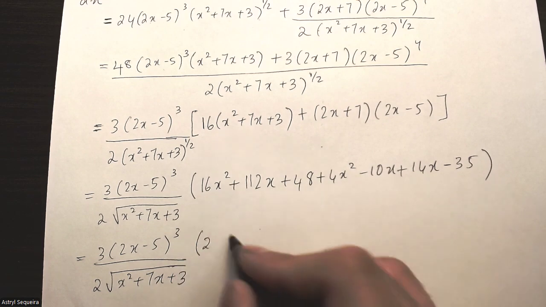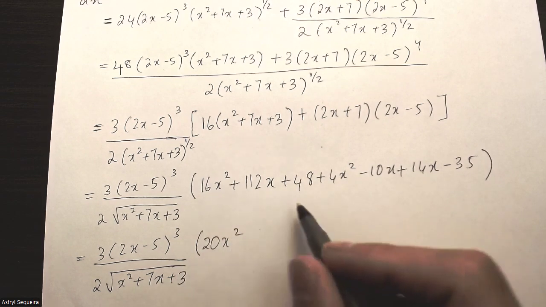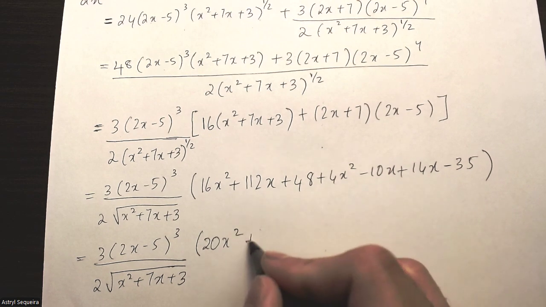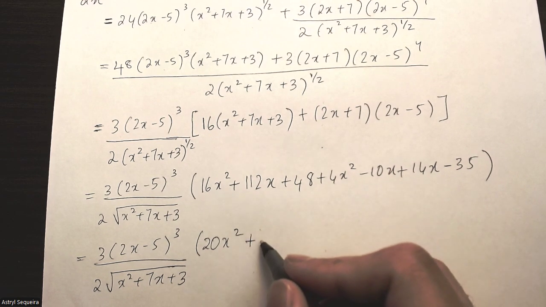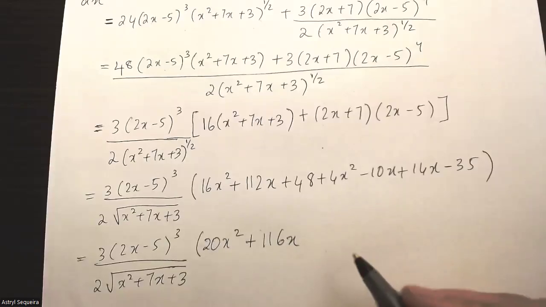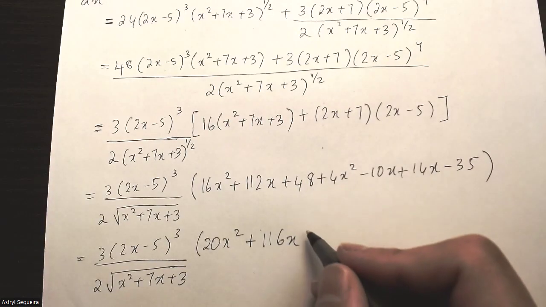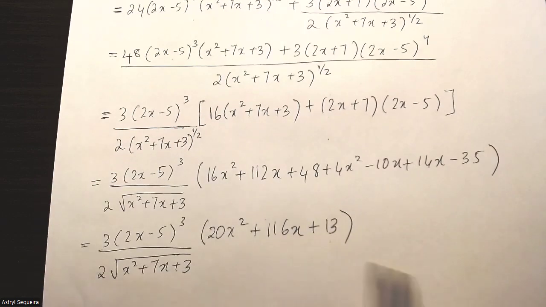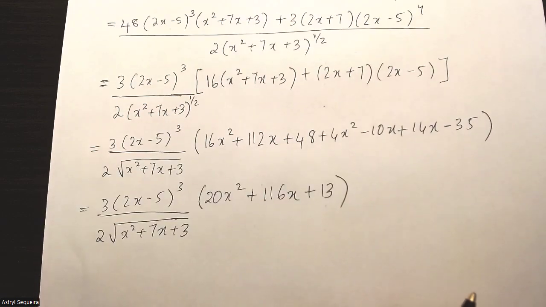So 16 plus 4 is 20x squared. 112 minus 10 plus 14 is 116x. And then 48 minus 35 is just positive 13. And this is my fully factored final solution for this first question here.